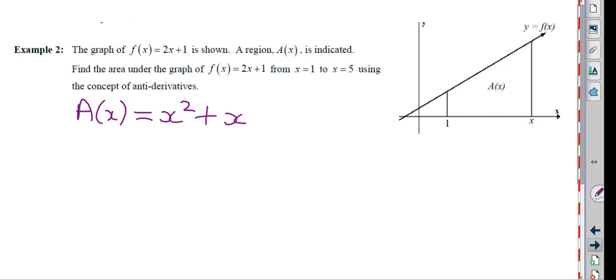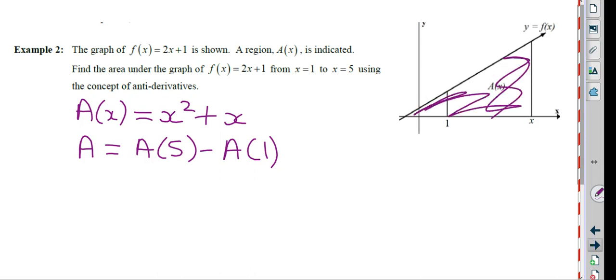The area we're interested in, the whole area, will be the area from 5 minus the area from 1, because they're both going to go back to 0, right? So A of 5 is the area from 0 to 5. A of 1 is the area from 0 to 1. We want, so A of 5 is this whole area. From that, we're going to subtract this area, giving us the area we want.